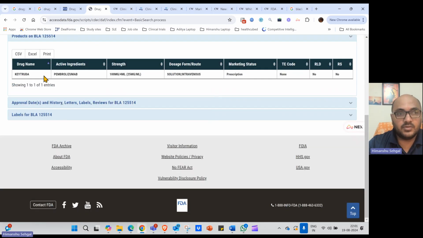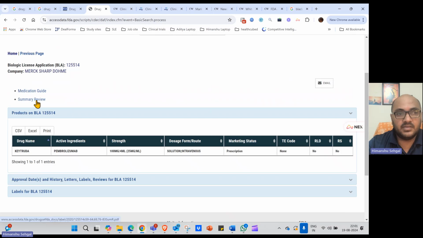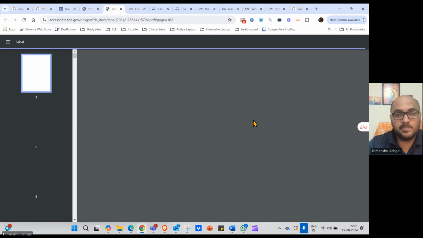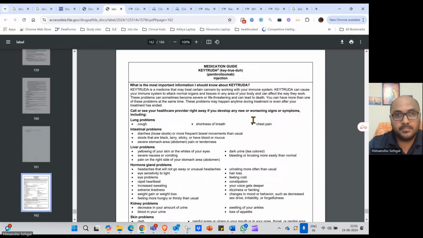See here, you can see BLA. There is a summary review. There is a medication guide also. So let's go and check out the medication guide also. So this is the medication guide. It gives you detail. This is basically nothing but a PI, and in the PI, at the bottom, you will have this medication guide.